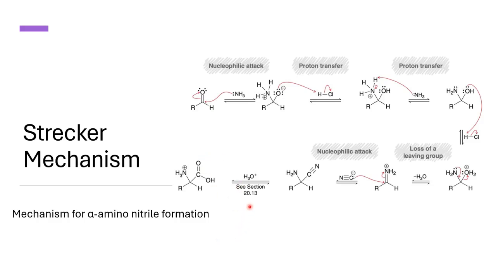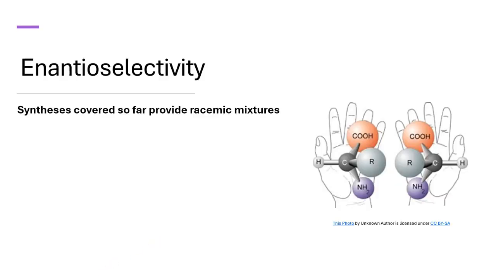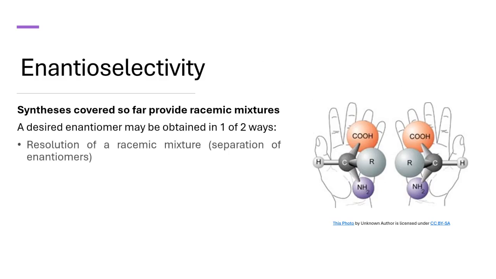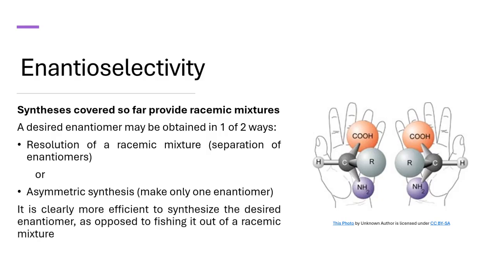Enantioselectivity. Syntheses covered so far provide racemic mixtures. A desired enantiomer may be obtained in one of two ways. The first way is resolution of a racemic mixture, or the separation of enantiomers, or asymmetric synthesis that will result in the production of only one enantiomer. It is clearly more efficient to synthesize the desired enantiomer as opposed to fishing it out from a racemic mixture.